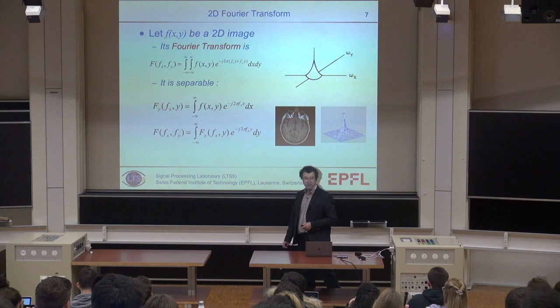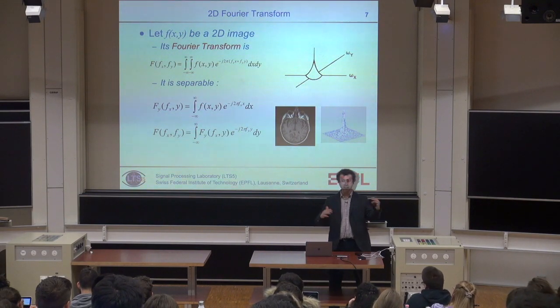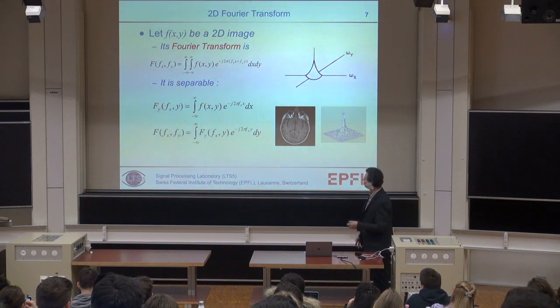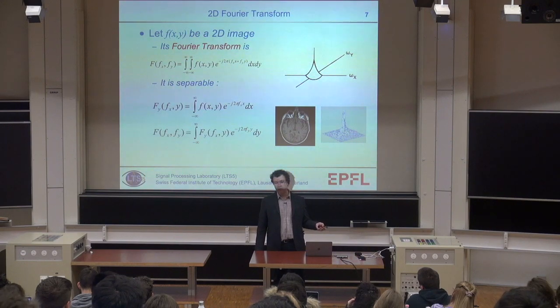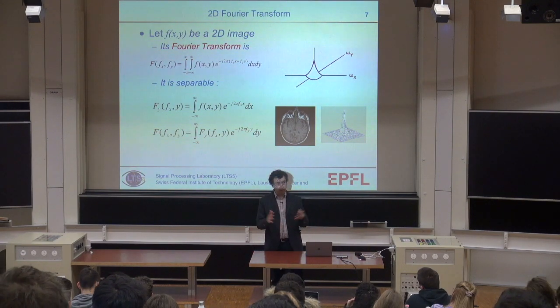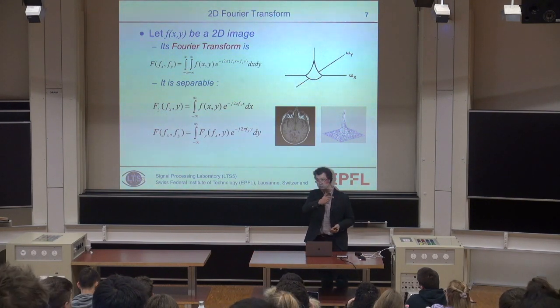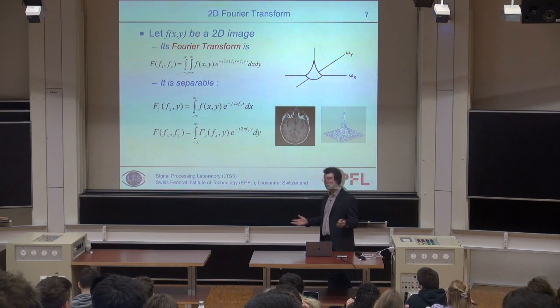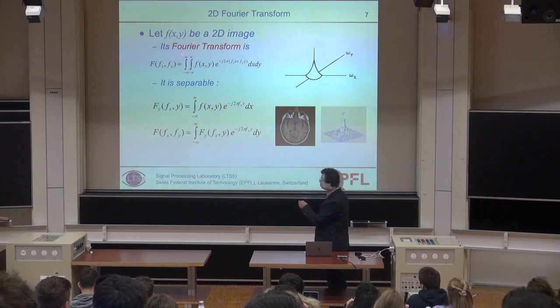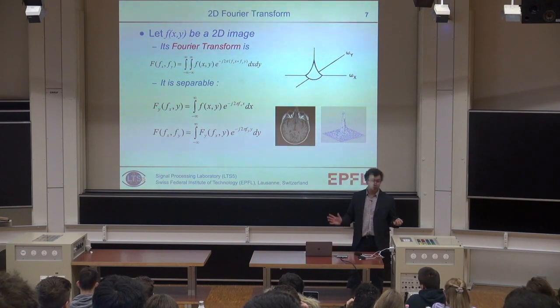So what is an image? For me, it's a function. It's a 2D signal. But it's a signal. If it's a signal, I can, and I like that, I can try to calculate its Fourier transform, right? You all know the Fourier transform of a 1D signal. Well, it also exists for 2D signals. And it's pretty much the same. It's just a double integral.